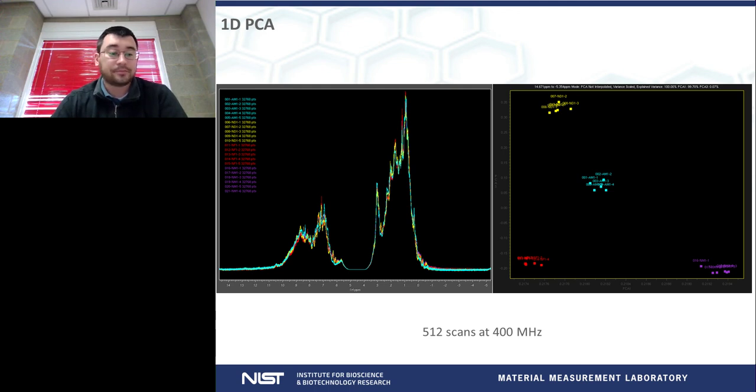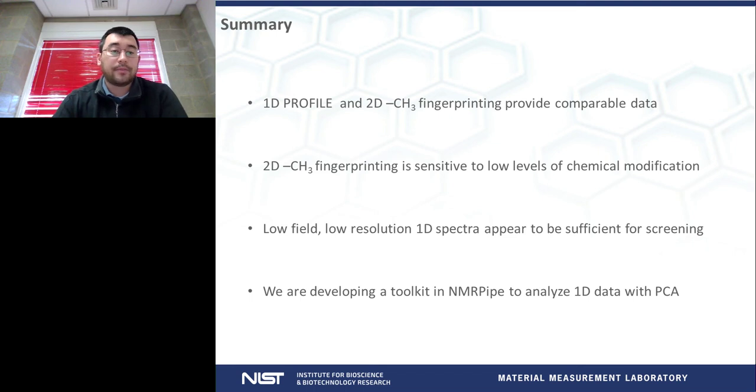So just as a quick summary, to overview everything, 1D profile and 2D fingerprinting both provide comparable data as long as we are using a linear correlation algorithm. We are looking at developing PCA methods for 1D and seeing if that gives us similar information to what we would expect from 2D. We did see that 2D methyl fingerprinting is a little bit more sensitive to low levels of chemical modification than the profile method was, but we are also testing to see if the PCA method can give us a similar kind of output on the 1D data.